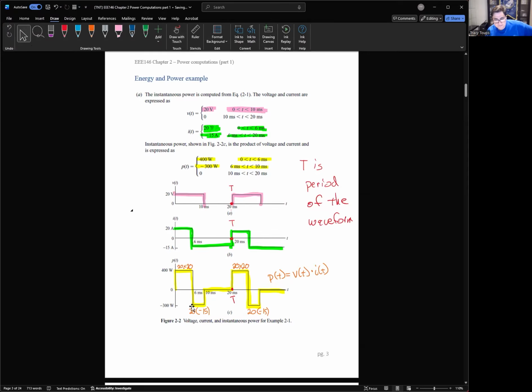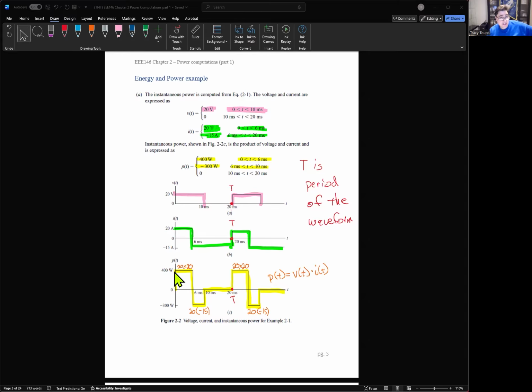So between 6 and 10 milliseconds, because that's where something changes, we have 20 volts times the negative 15 amps, which is negative 300 watts. So right here is negative 300. Now remember, at 10 milliseconds, the voltage goes away. The graph changed, so we have to recalculate. At 10 milliseconds, even though we have negative 15 amps, we have 0 volts. 0 times negative 15 is 0, so nothing happens. So we're flat at 0. And then it repeats itself over and over again, because the waveform repeats.